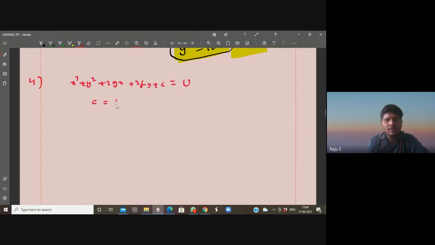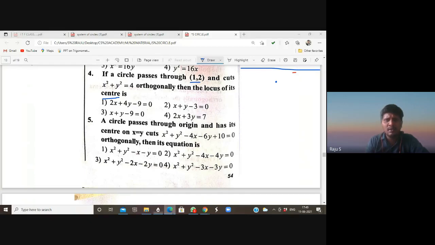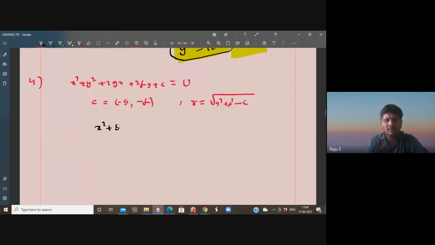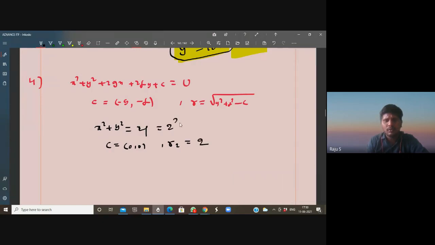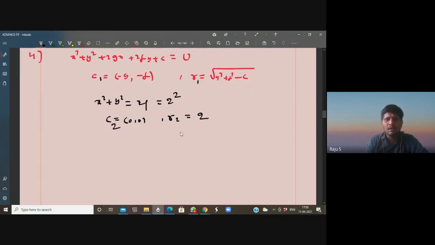What is the center here again? Minus g, minus f. Here also we have to find the equation in terms of r, which is equal to the same, square root of g square plus f square minus c. Here also the same procedure, but the thing is they gave another circle, x square plus y square is equal to 4. Here the center is what? (0, 0). Radius is what? 2. 2 square is R2 square. If you compare, this is R1, this is C1, this is C2, this is R2.